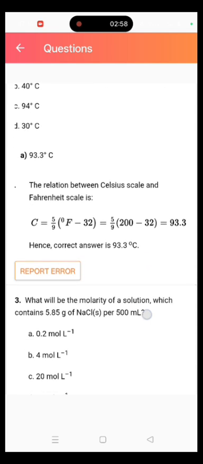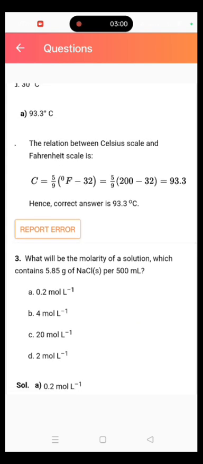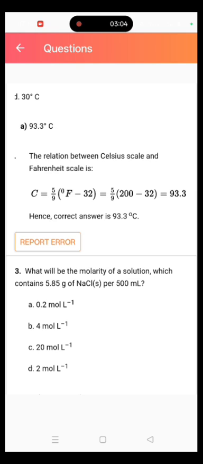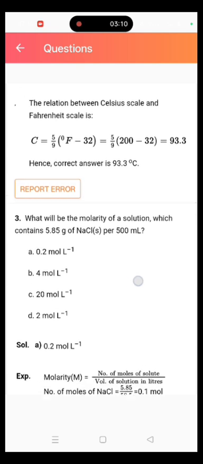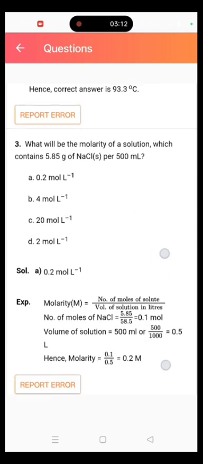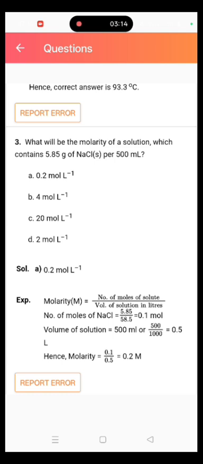Next question is, what will be the molarity of the solution which contains 5.85 gram of NaCl per 500 ml? What is the equation for molarity? Molarity is number of moles of solute divided by volume of solution in liter. So in the question, there is no mole. Mole is not given. So what we want to do? We have to calculate the number of mole.